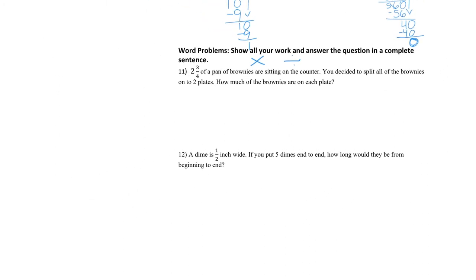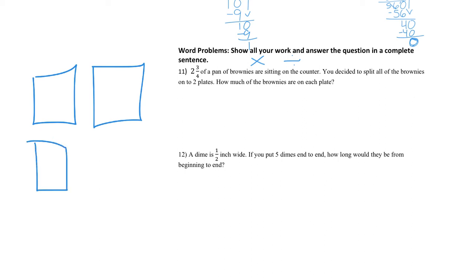I like to think of pictures. Here's 1 pan of brownies. Here's 2. Then we've got 3/4 of one. So, well, that's not a great photo. There. So there's our fourths. Right, each of them have that. And then this is that missing piece. Someone already ate that one apparently. There we go. All right, so this is what we have. We're going to split them into 2 plates.